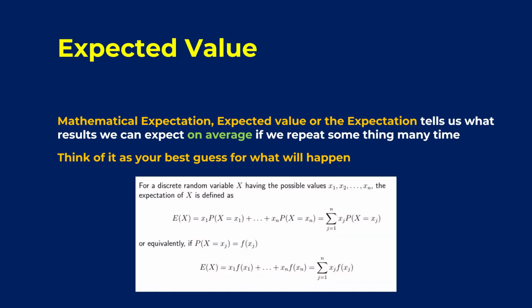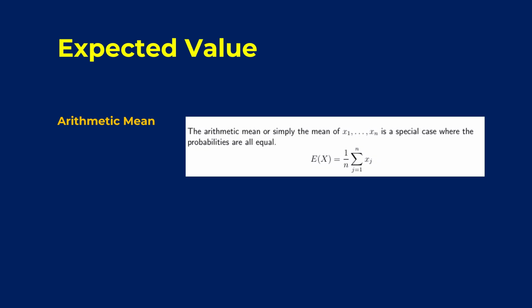For a discrete random variable x having different possible values x1, x2 to xn, the expectation of x is defined as the summation of the product of these possible values and their corresponding probabilities. A special case of the expected value is the arithmetic mean, which is commonly known to us as simply the mean of some values. This is a special case because the probabilities are all equal.